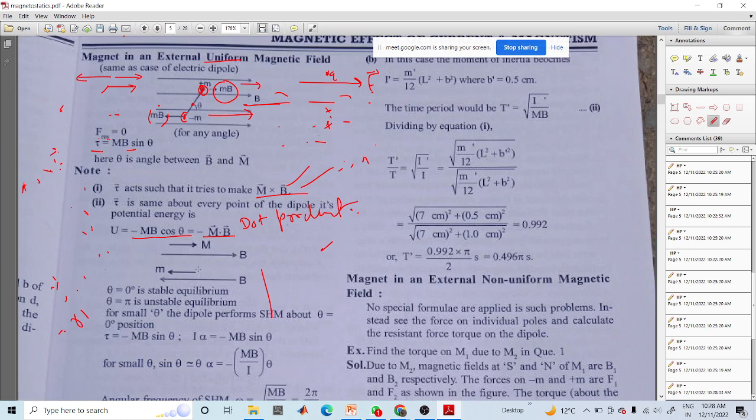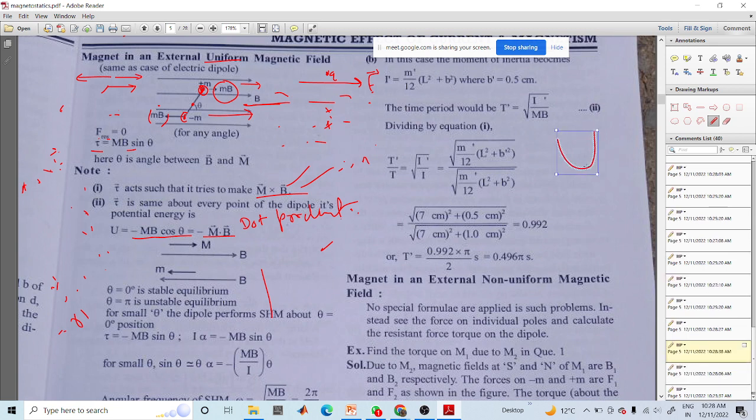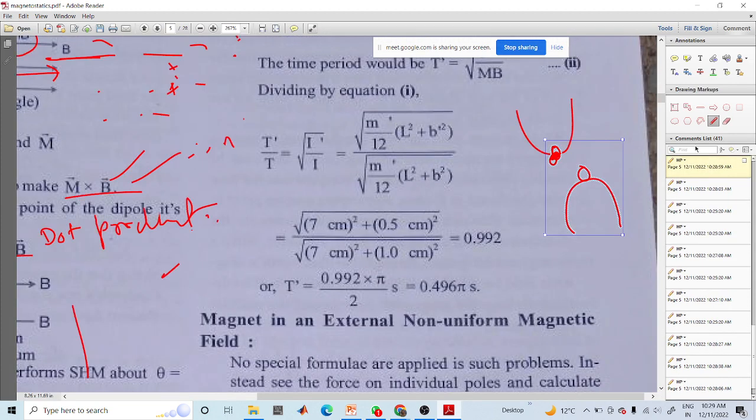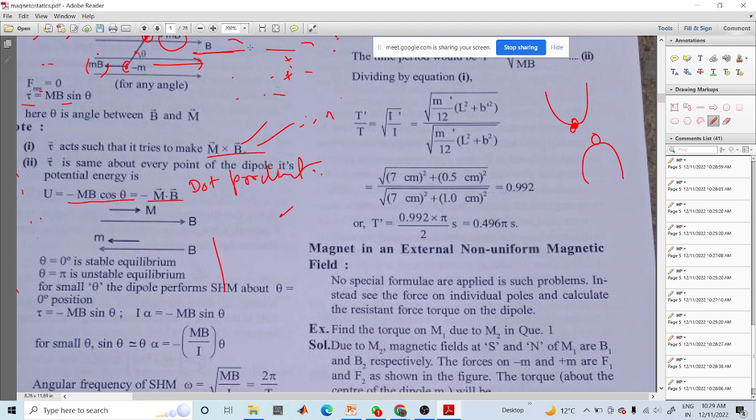A stable means like this. Suppose this is a U, a ball is here, right? So it is stable. And if you draw something like that and the ball is here, right? So it is unstable, right? It can fall down. So now this ball can fall down in this way or in this way. So it is an unstable equilibrium and it is a stable equilibrium, right?